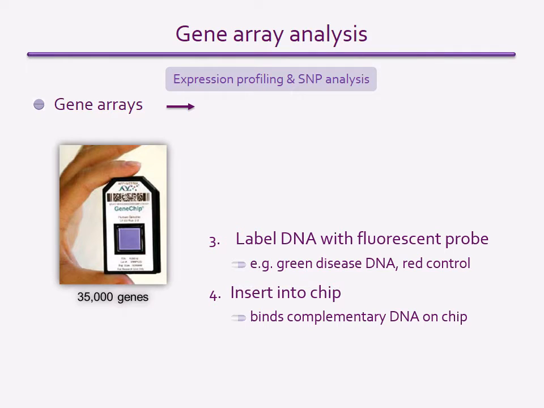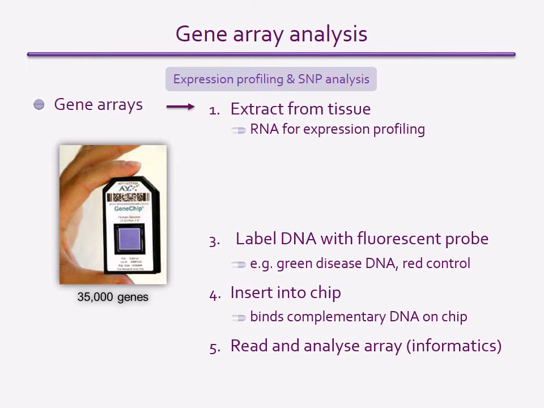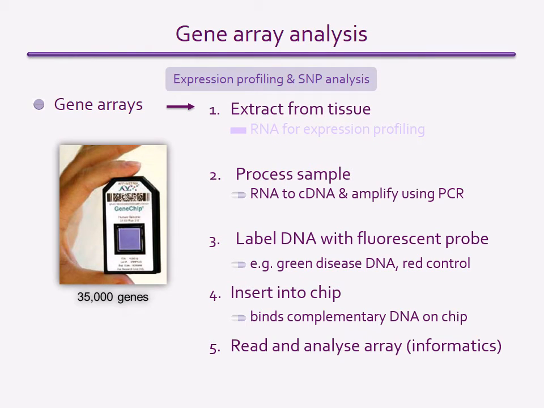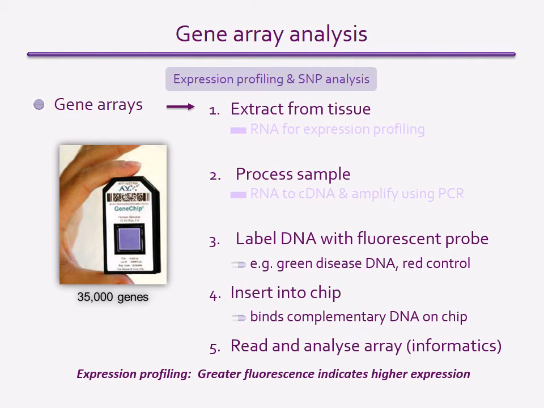The fluorescence is then detected, with the level and location of the fluorescence giving information about the genes from the tissue samples. In the case of expression profiling, RNA is extracted from tissues. It is converted into cDNA with reverse transcriptase and amplified using PCR before being applied to the chip. The readout from the chip is the level of fluorescence associated with each gene. The stronger the signal, the more expression.